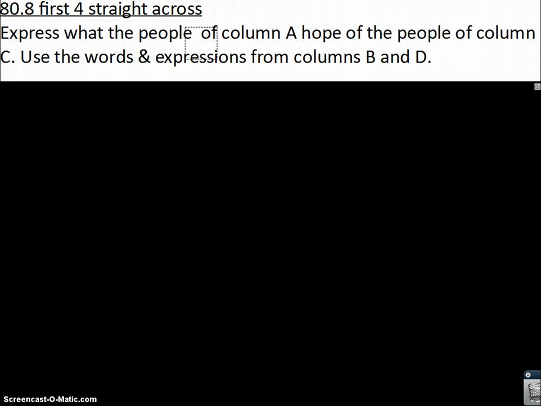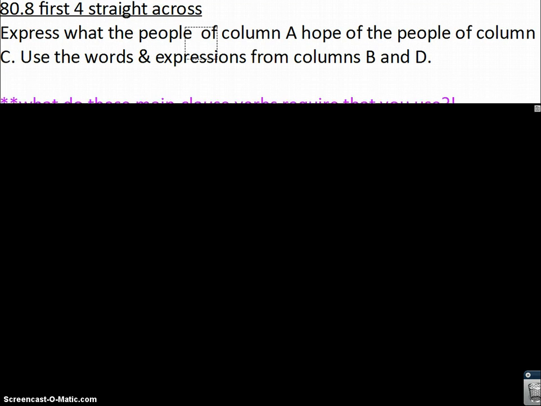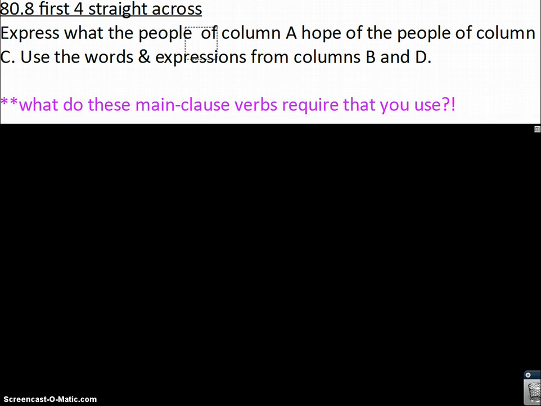Okay, for page 80, exercise 8, we're going to make 4 sentences going straight across. So, let's look at the directions. You have to express what the people of column A hope of the people of column C. Use the words and expressions from columns B and D. So you can either look at your book or you can look here. Here I'm giving you a little bit of help. What do these main clause verbs require that you use?